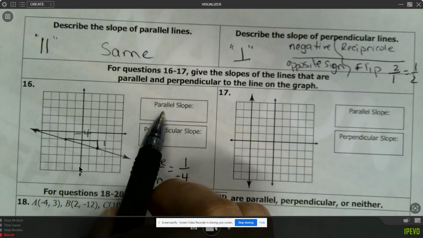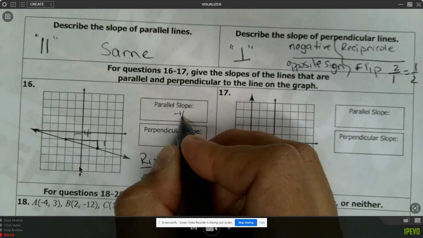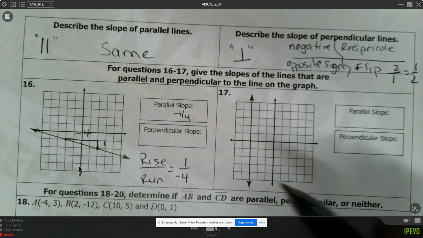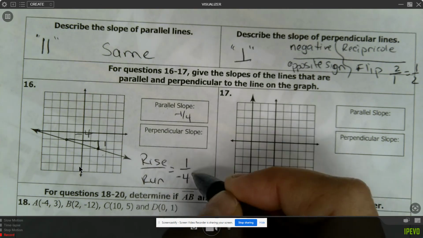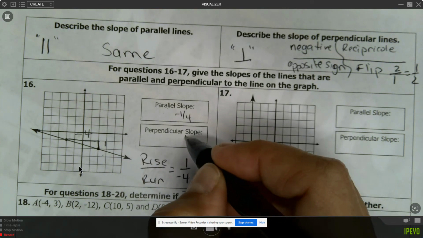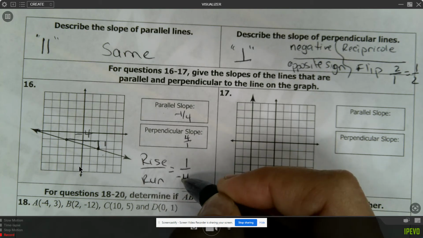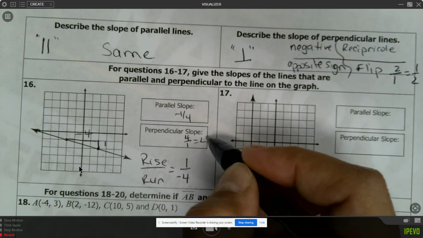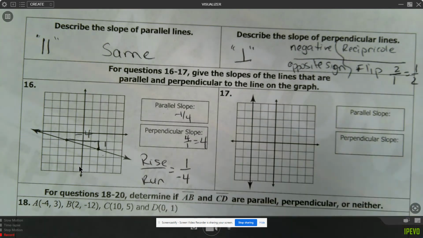So to be parallel to that, it would have to be the same slope. So this could be a negative 1 over 4. To be perpendicular to that, it would have to be the negative reciprocal. So that means I'm going to flip it over, which would be 4 over 1, and then change the sign, which makes it positive. So it's a positive 4 over 1, which simplifies to 4. So this slope and this slope are perpendicular.